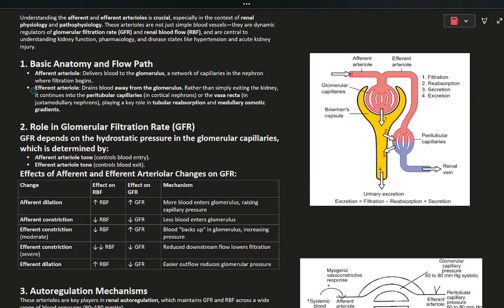The efferent arteriole, which begins with the letter E, will drain blood away from the glomerulus. Rather than simply exiting the kidney, it continues into the peritubular capillaries, as shown over here, or the vasa recta. So, it will continue into the peritubular capillaries if we are in the cortical nephrons, but it will continue into the vasa recta if we are in the juxtamedullary nephrons. It's based on where the nephron is ultimately located. Is it located in the cortex of the kidney, or the medulla, or the border of the medulla and the kidney? Anyways, efferent arterioles play a substantial role in tubular reabsorption and enhancing the medullary osmotic gradients.